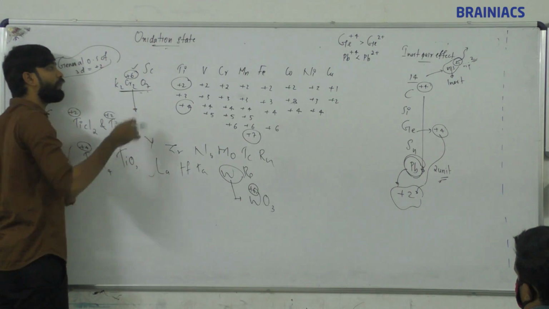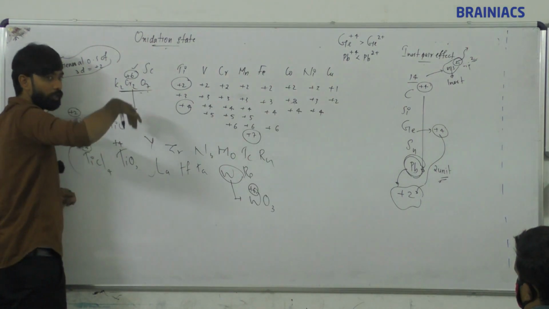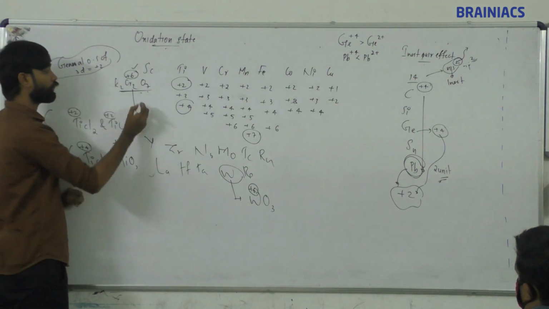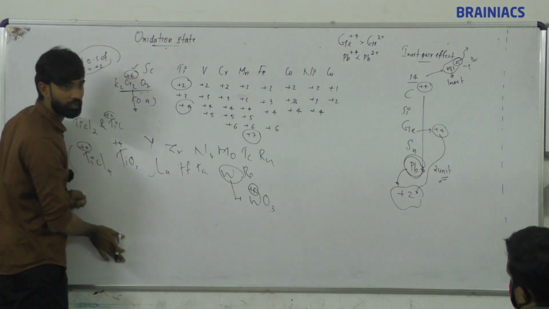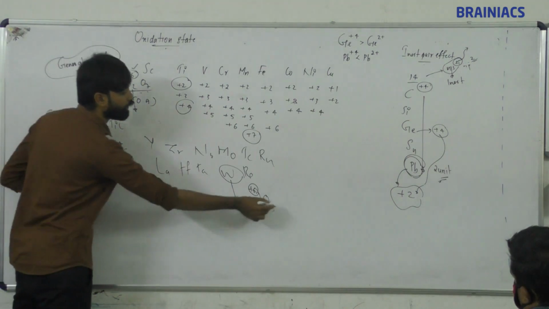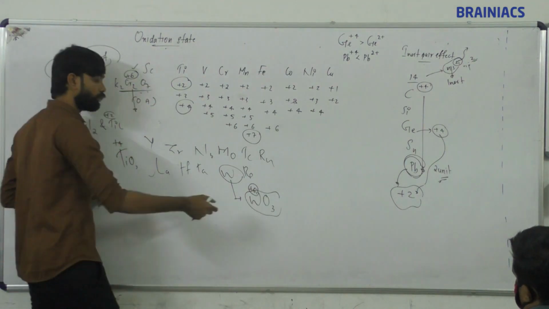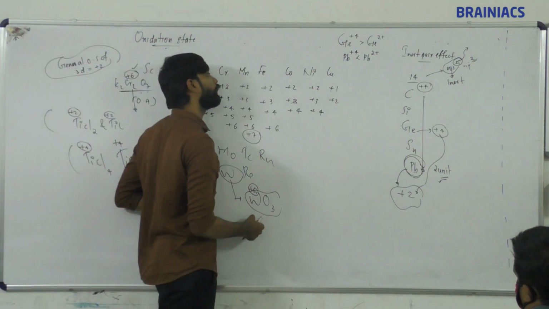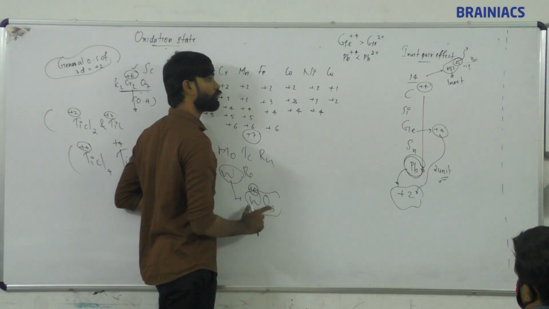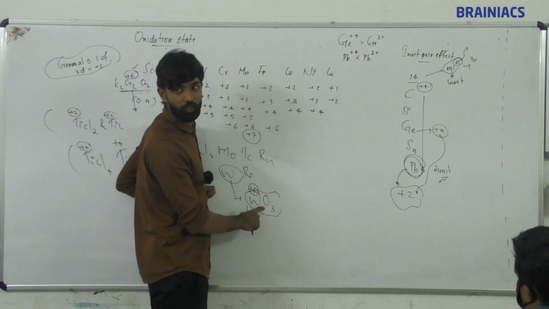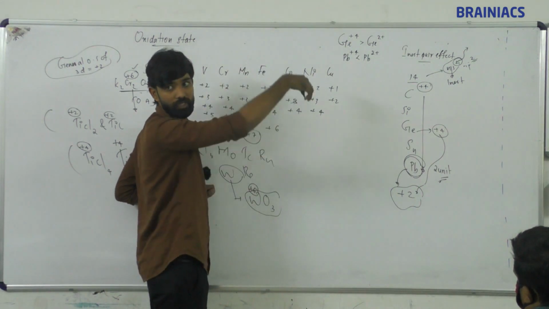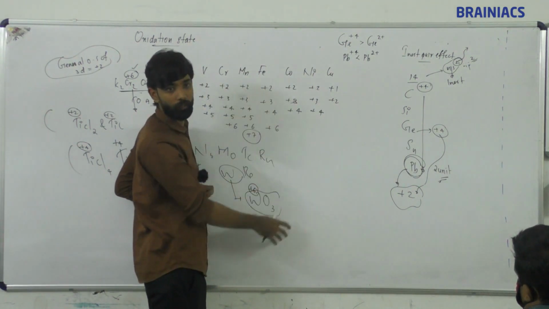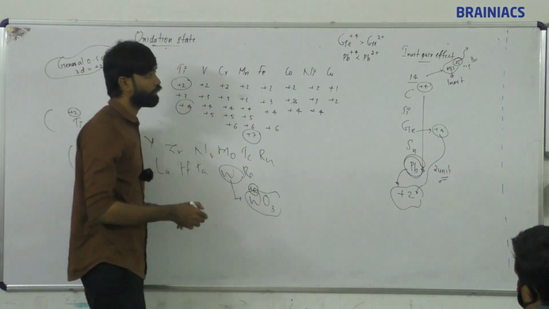That's why chromium has a ready tendency to go to a lower oxidation state. That's why chromium is a good oxidizing agent. But the others do not have a ready tendency to lose electrons, because the higher state is stable there. So the oxidizing property also decreases down the group. Okay, so that's the point.